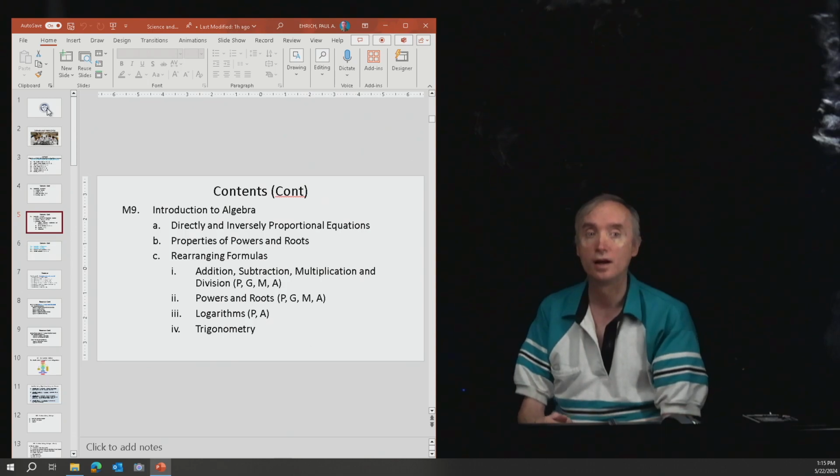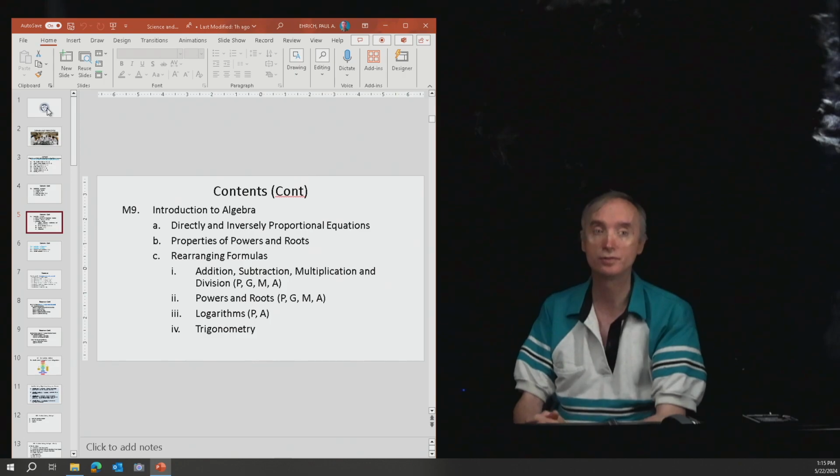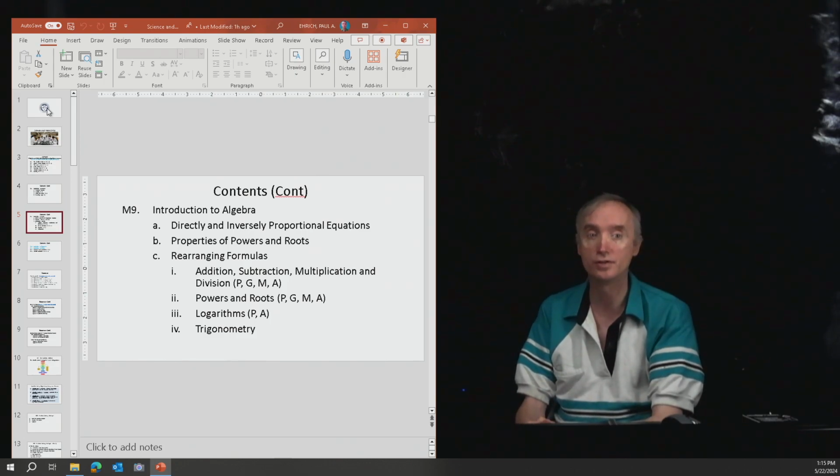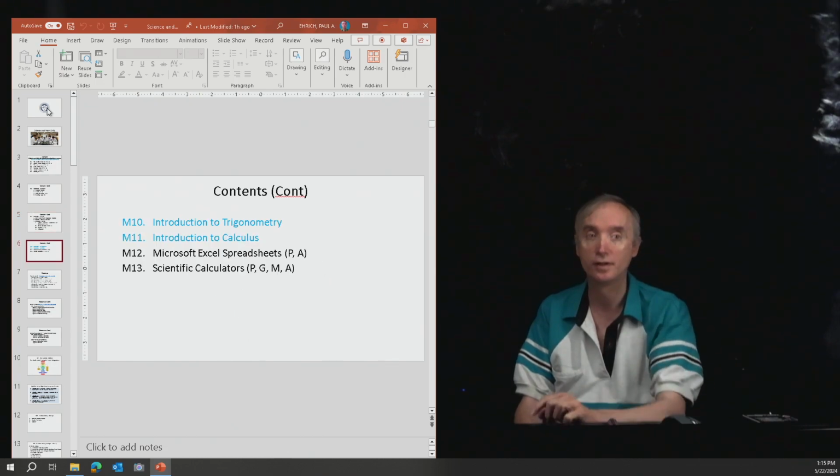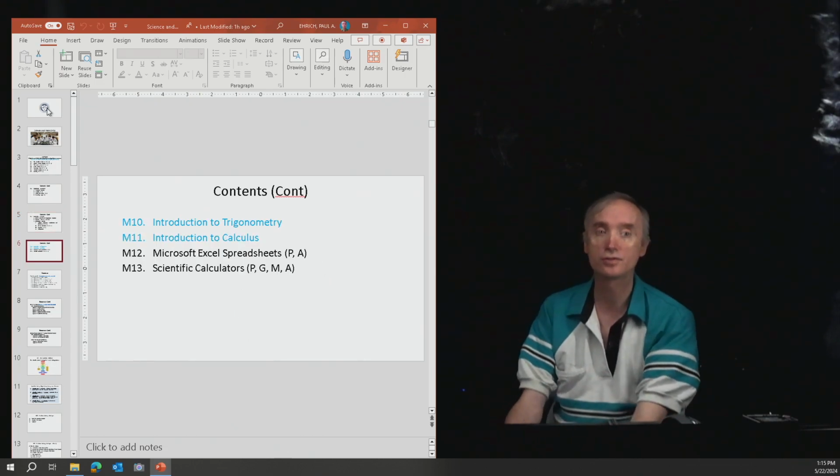And then introduction to algebra, directly and inversely proportional equations, properties of powers and roots, rearranging formulas, and so that will involve addition, subtraction, multiplication, division, powers and roots, logarithms, and trigonometry. And then an introduction to trigonometry.